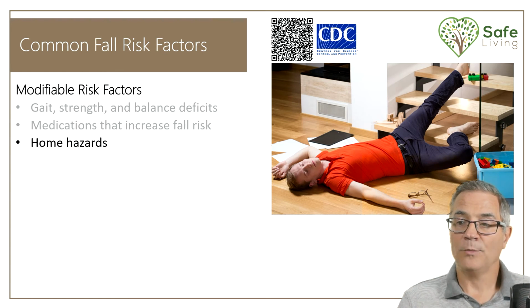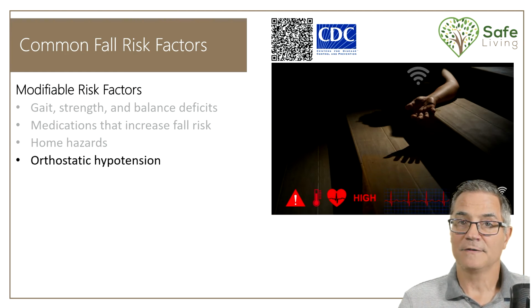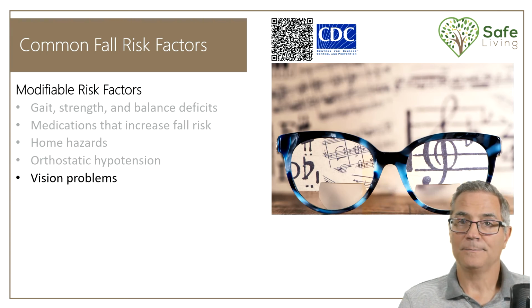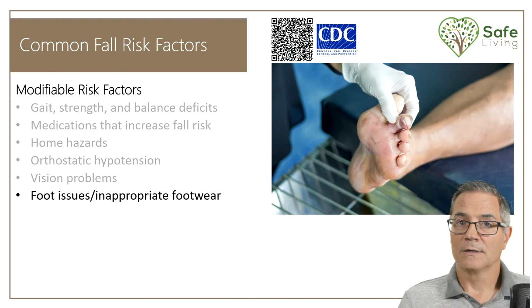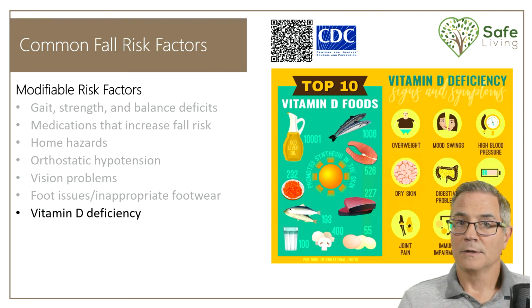Number 3 is home hazards. What can we do in our home to make things more safe? The next one is orthostatic hypotension, blood pressure swings up and down, high and low. What can we do about that to prevent falls? Next, as we said, vision problems, foot issues, inappropriate footwear, and then vitamin D deficiency, which they've listed as well.